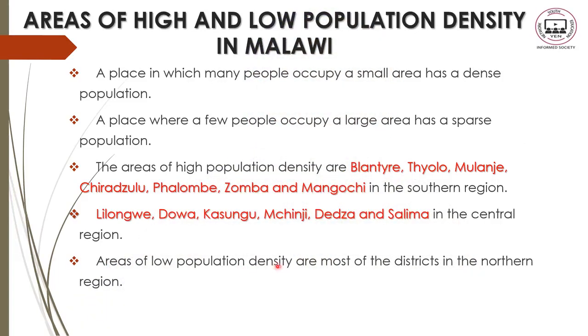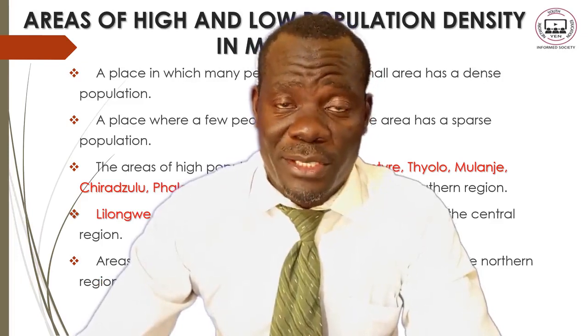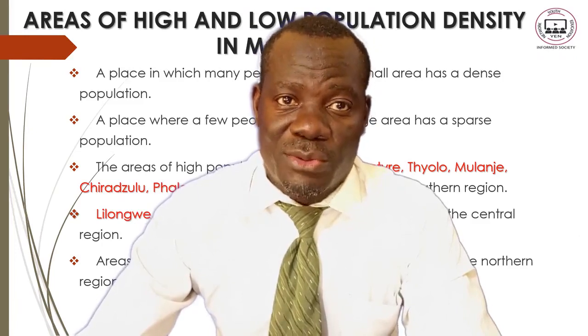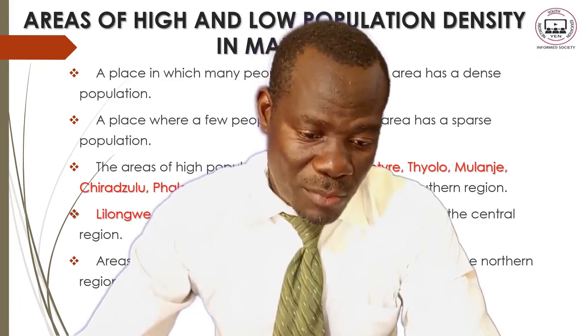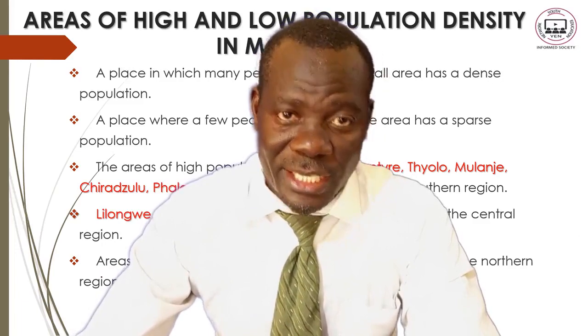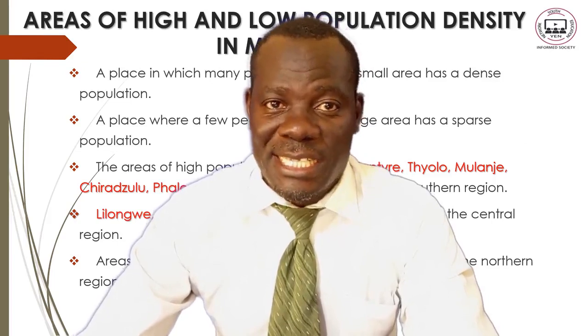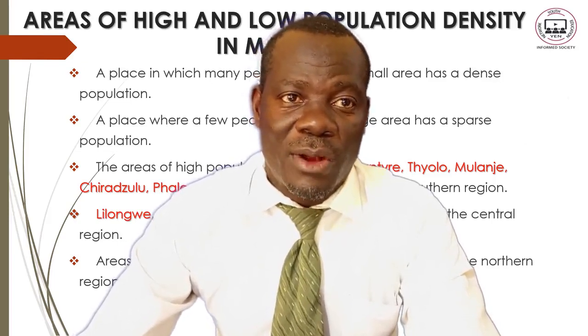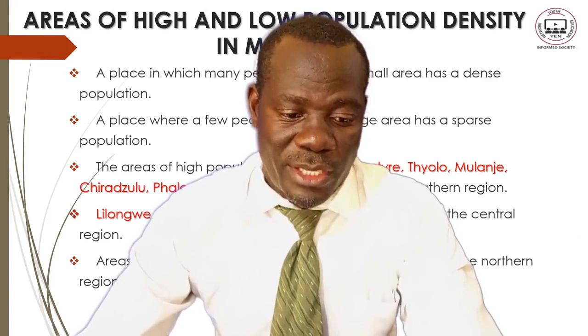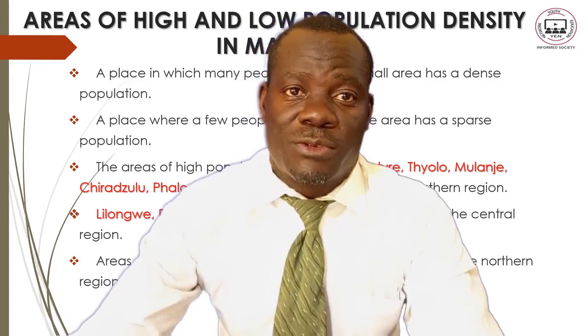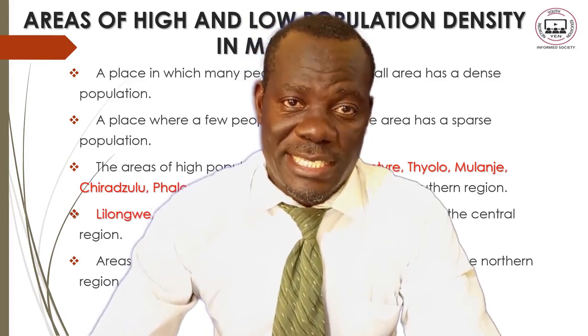Areas of low population density are most of the districts in the northern region. So when we talk of the northern region of Malawi, the areas are sparsely populated. That's why we have used the term low population density. It means they are not dense, but have low density, which means you can find a wide area with few people there. So in most places in the northern region, that's where we have places of low population density.